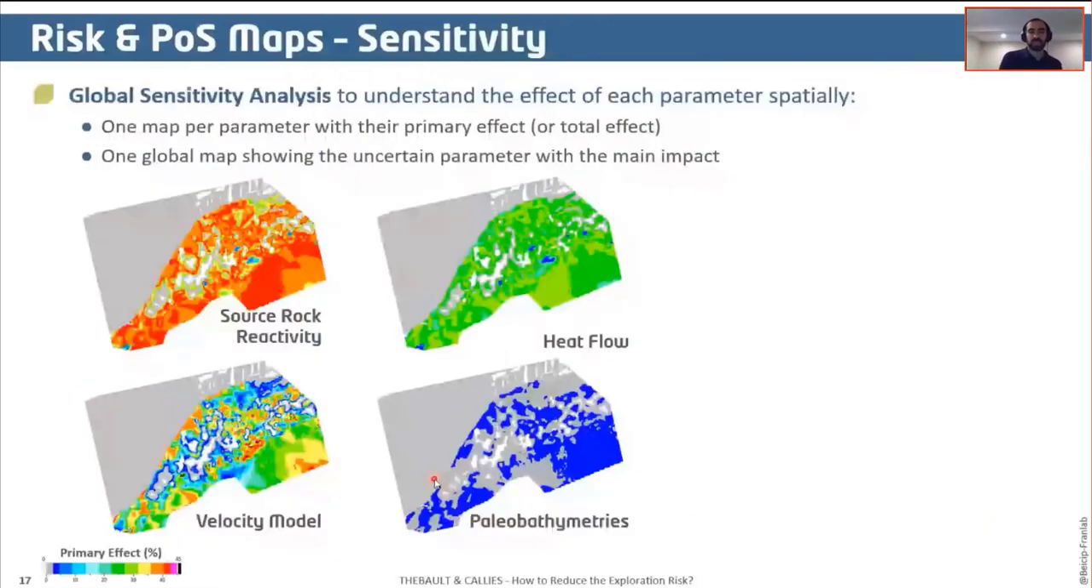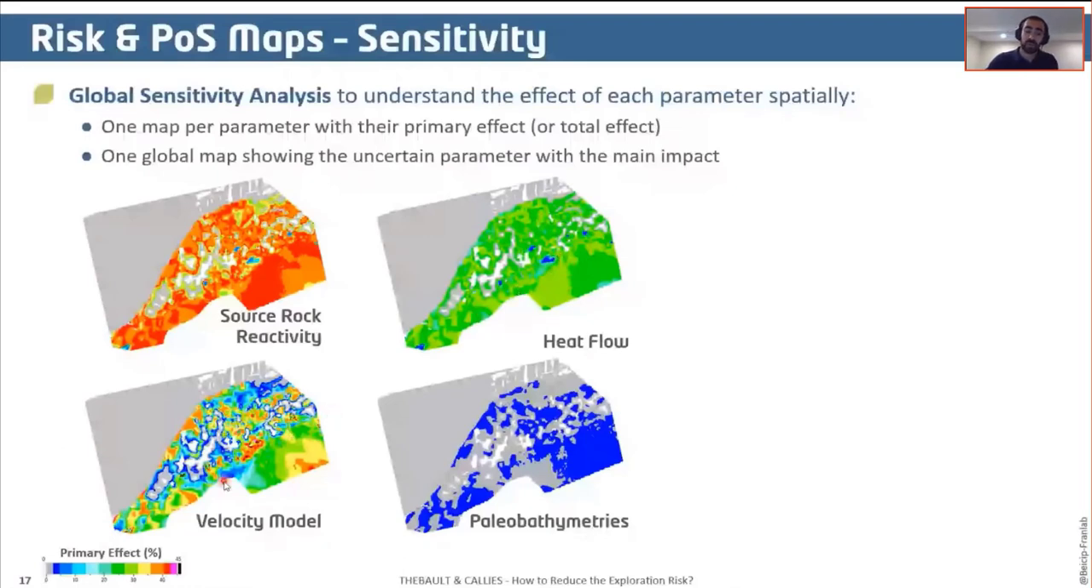Then you perform your analysis. So what you're going to get is first the results for your global sensitivity analysis to understand the effect of each parameter. So you will have one map per uncertain parameter, to understand for each parameter how their impacts vary spatially and how they are varying compared to each other. For example, here for the source rock maturity, we see that it's the reactivity of the source rock which is the main factor. Then we have the heat flow, which has a quite homogeneous behavior over the model.